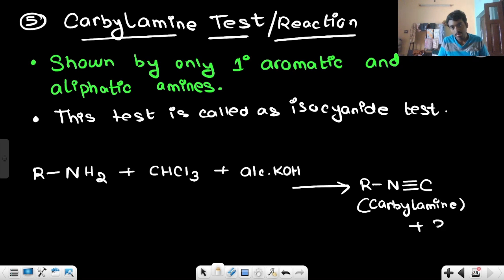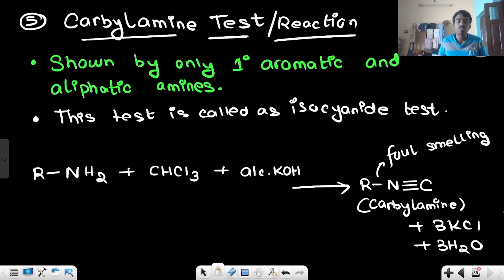Okay, along with that we will get 3 KCl and we will get 3 water. This substance is a foul-smelling substance. That is why this test has been given the name carbylamine. Okay, clear?